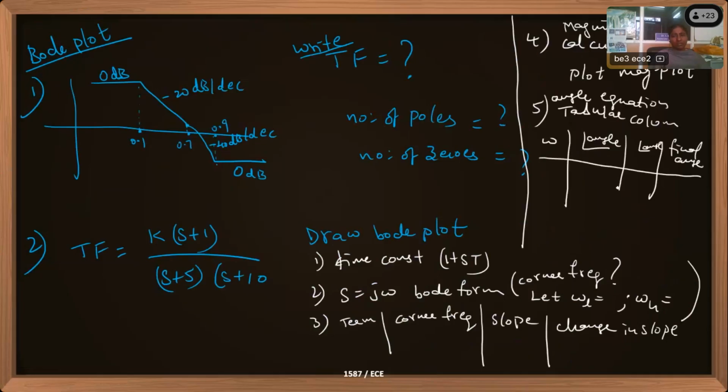For every corner frequency, complete the table, and after completing the table, make the phase angle plot on the graph sheet. Then we will have a magnitude plot and a phase plot. Where the magnitude plot cuts the 0 dB line, that omega value is called omega gc.